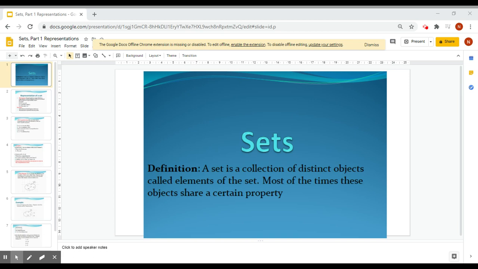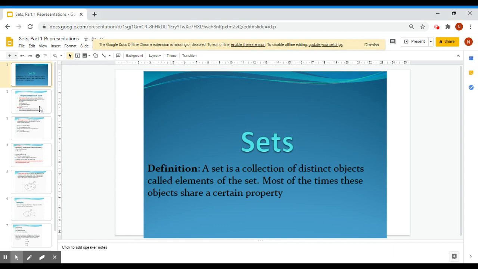Hi everybody, our lesson today is about sets. When we say the word set, we think of a collection of objects, usually having a certain property. These objects are called elements of the set. If we say a set of pens, each pen is an element of this set.